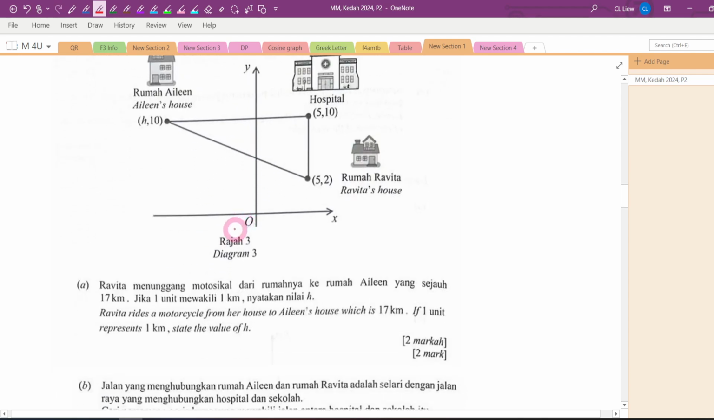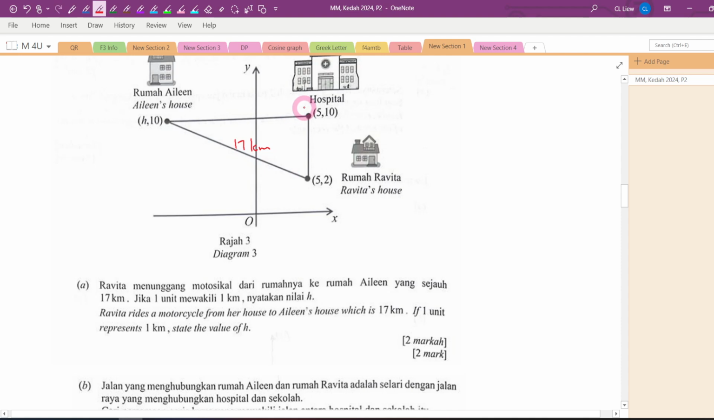The scale is, let me see, Ravita rides a motorcycle from her house to Eileen's house, which is 17 kilometers. If 1 unit represents 1 kilometer, then 17 kilometers will be 17 units. State the value of h. The distance between these 2 points is 17. How do we find the distance?